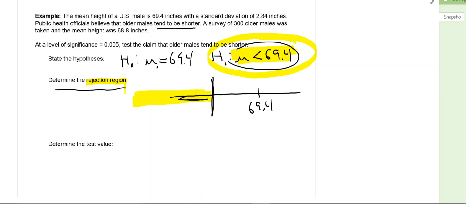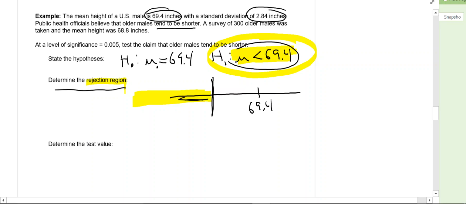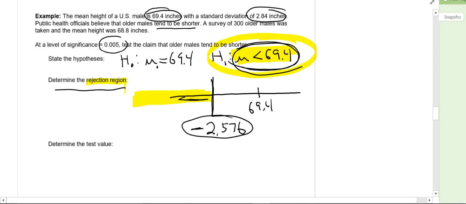Once again, if we look at this problem, we do have the population mean and standard deviation. So we're going to be working with the z-score. We look up the z-score associated with a level of significance of 0.005. That z-score turns out to be 2.576. But the fact that we are on the left side of 69.4, we know that this is really a negative z-score. Be careful. So we're really working with the negative z-score here because we're on the left side. We are below the mean.